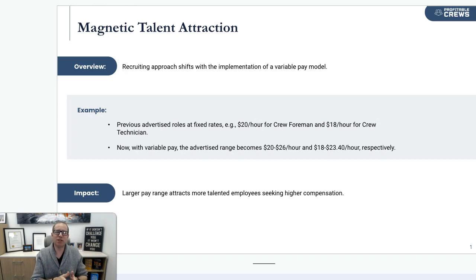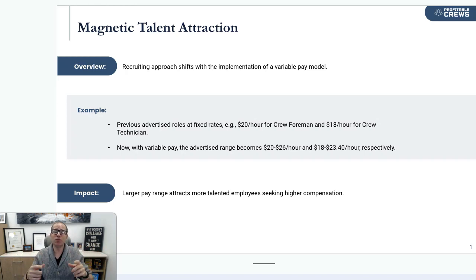Now, eventually what ends up happening is your actual employees are making that range. And so you're actually able to say our typical guys are making $26 an hour for the foreman role as opposed to the 20 that's base. They make that incentive pay on a weekly basis. But we would advertise this way, and why we would do that is it's going to attract a lot more employees who are interested in the higher pay, obviously.